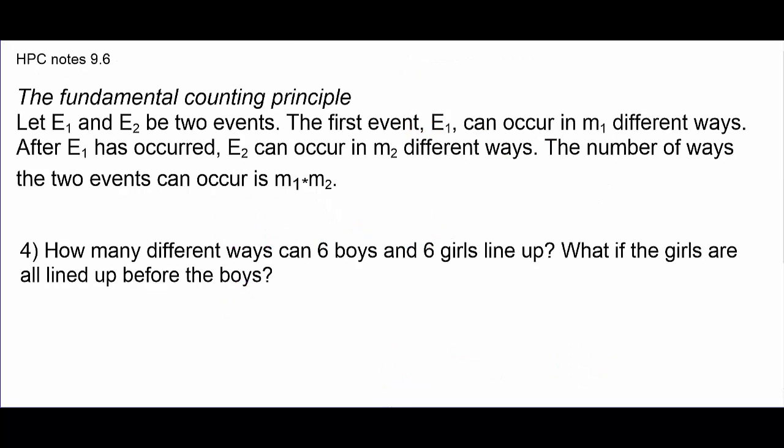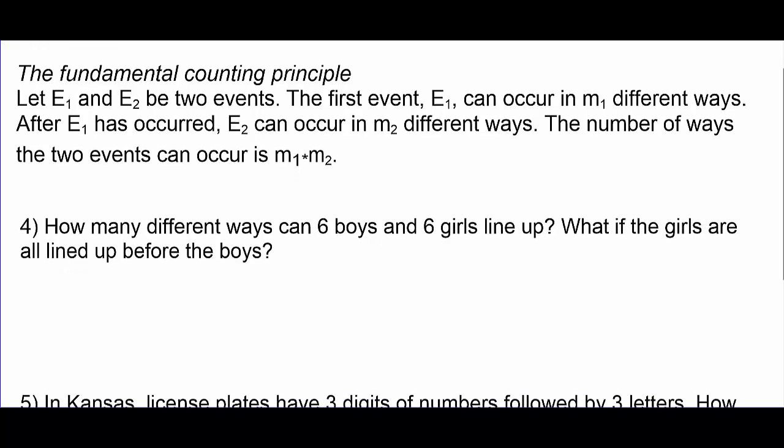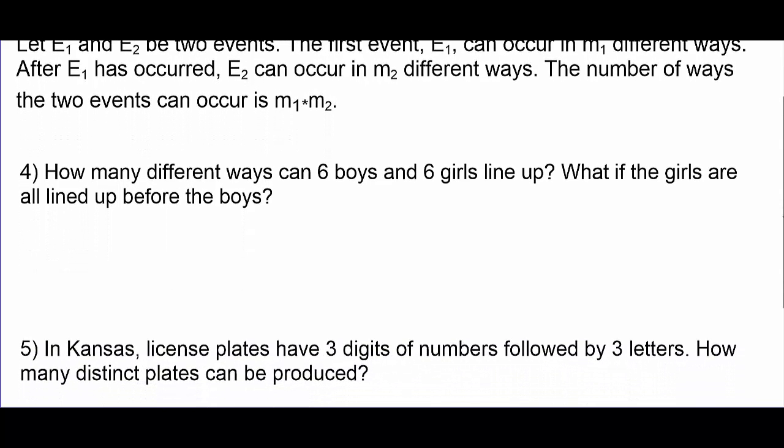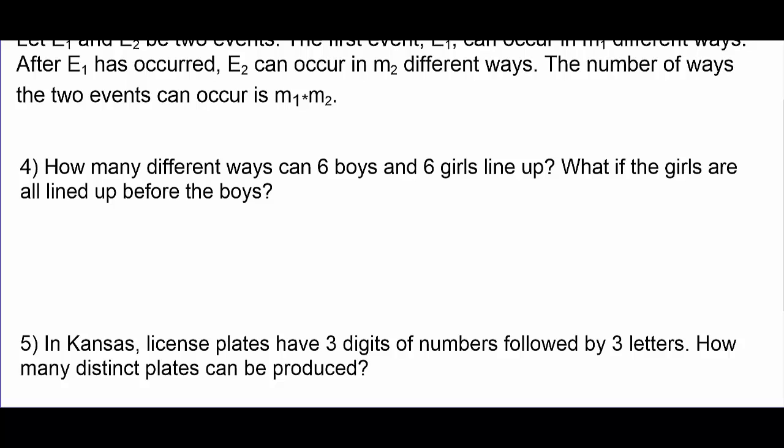Alright, moving ahead to the next page, the fundamental counting principle. If E1 and E2 are 2 distinct events, the first event, E sub 1, can occur in M sub 1 different ways. After E1 has occurred, E2 can occur in M2 different ways. The number of ways the 2 events can occur is M1 times M2. The key to this, folks, is that we're talking about 2 events leading to multiplication when we're saying what's the number of ways of both.